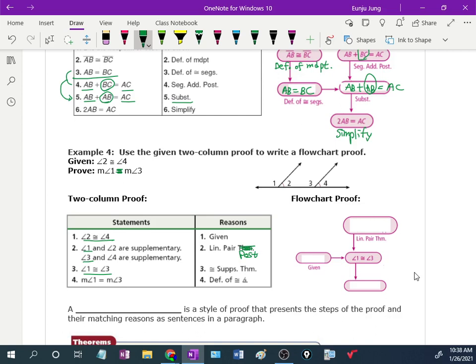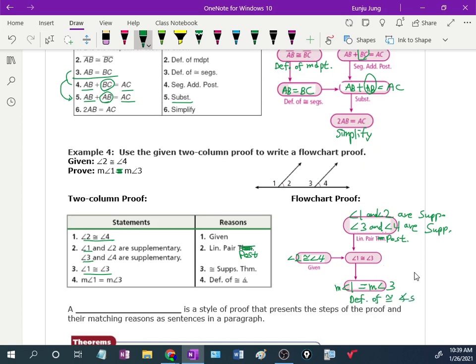Where do I begin? Which is given? So let's start with angle 2 is congruent to angle 4. That is given. So given from left to right this time. Okay. And let's start with another linear pair theorem. That bothers me. Linear pair postulate. Angle 1 and angle 2 are supplementary. Angle 3 and angle 4 are supplementary. Okay. And all together we get there, and then we can conclude the measure of the angle 1 is equal to measure of the angle 3. Why? By definition of congruent angles.